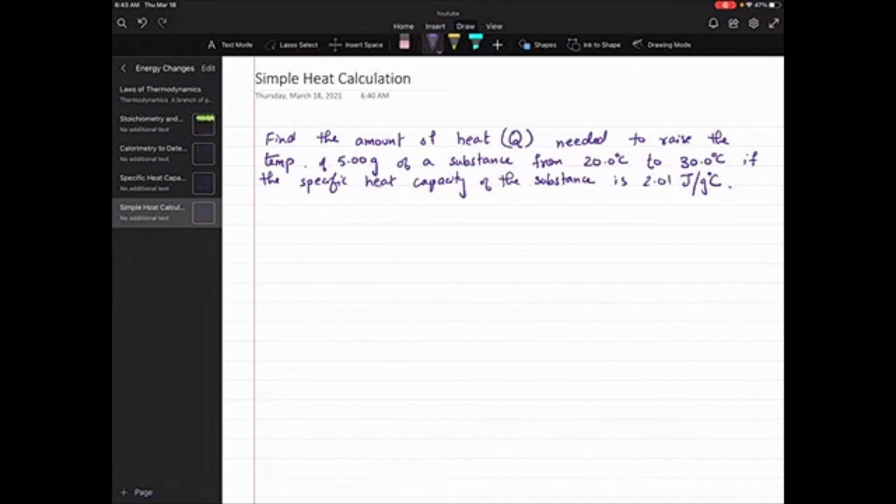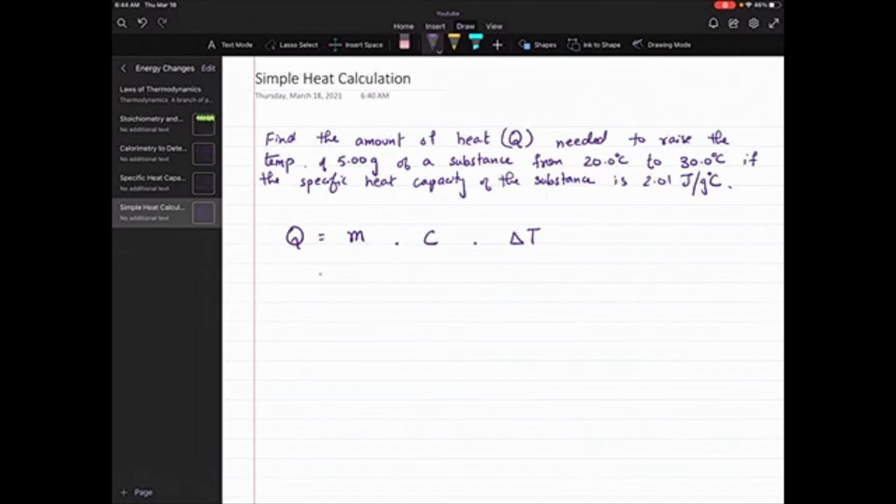We are looking for amount of heat, which is Q, when the temperature change of the substance was 10 degrees Celsius and the mass was 5 grams of the substance and the specific heat capacity was 2.01 joules per gram degrees Celsius. So to find the heat Q, we have to find the mass of the substance, which is 5 grams, which we have. We need to know the specific heat capacity of the substance, which is 2.01 joules per gram degree Celsius that they gave us, times the change in temperature of the substance, which they haven't given us the change, but they have given us the initial and the final temperature.